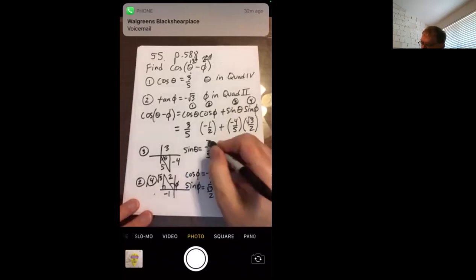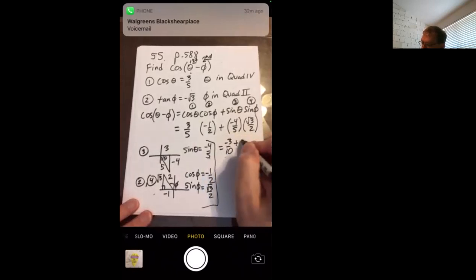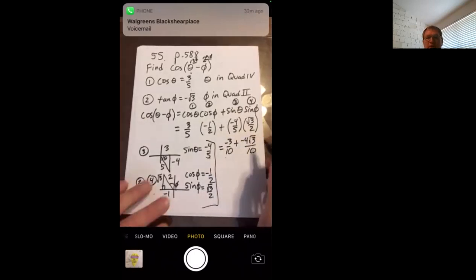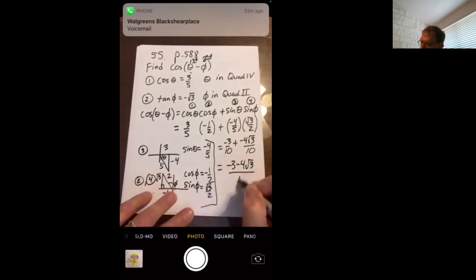Therefore, you're going to get negative 3/10, negative 4 root 3 over 10. Book probably crushes it together. Negative 3 minus 4 root 3 all over 10.